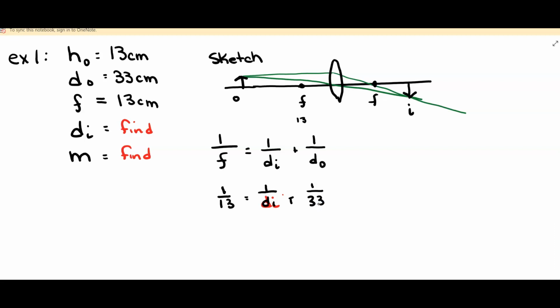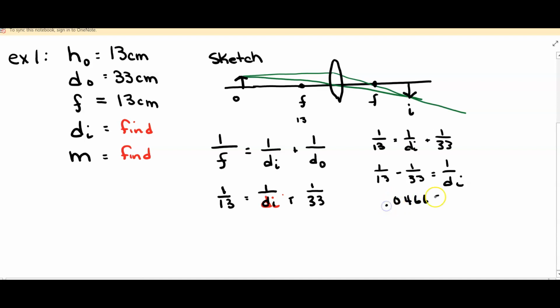I'll do the math out. 1 over 13 equals 1 over DI plus 1 over 33, or 1 over 13 minus 1 over 33 equals 1 over DI. This is 0.0466 equals 1 over DI.